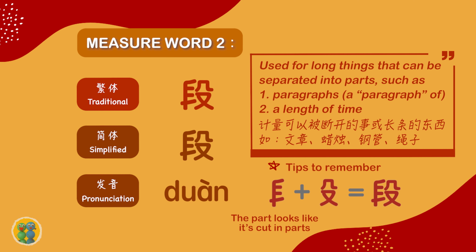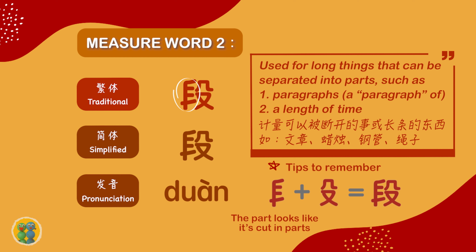The second measure word is 段. 段 is used for long things that can be separated into parts, such as paragraphs. It's like a paragraph of, and it can also mean a length of time. You can see the tips here.